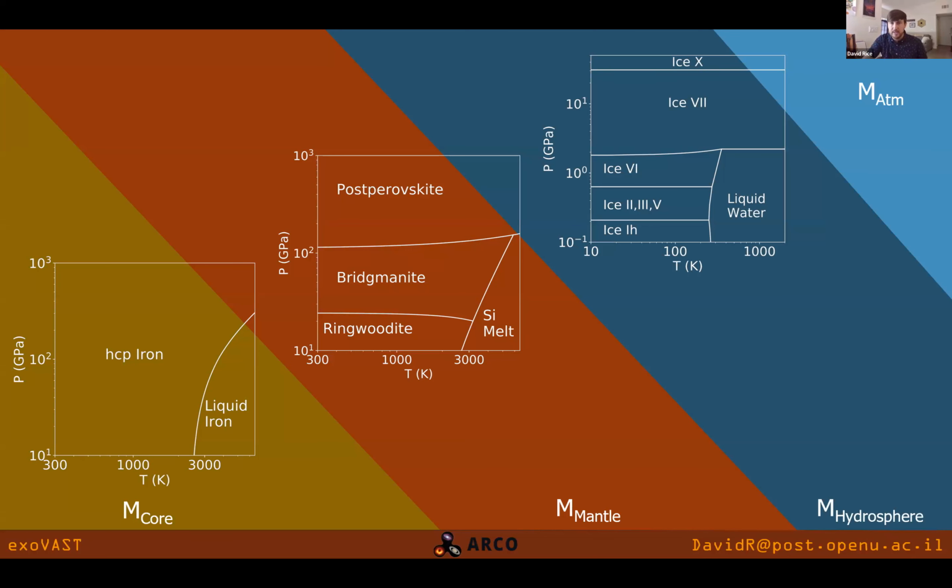So these are the default phase diagrams of MAGRATHEA for the core, mantle, hydrosphere, and we have an ideal gas atmosphere. We've got hexagonal close-packed iron in the core along with liquid iron, these phases of magnesium silicates in the mantle along with silicate melt, and these high pressure ices along with liquid water in the hydrosphere. In this equation of state library, these phase diagrams are ever expanding in the code.